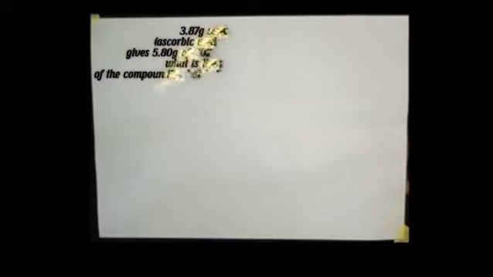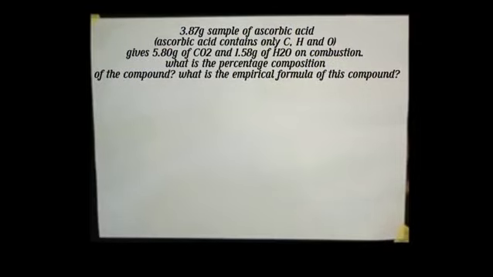We are about to solve problem number 4. Now, problem number 4 is a combustion problem. The question says a 3.87 gram sample of ascorbic acid. Ascorbic acid contains only carbon, hydrogen, and oxygen. It gives 5.80 gram CO2 and 1.58 gram H2O on combustion. What is the percentage composition of this compound? And what is the empirical formula?